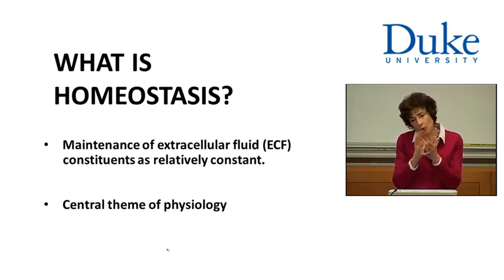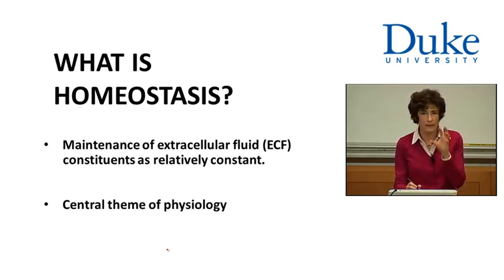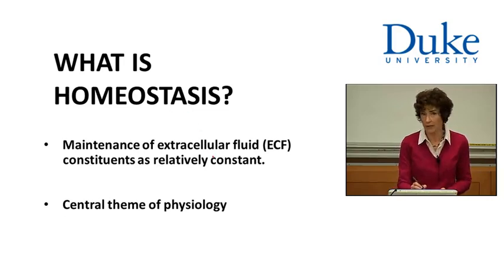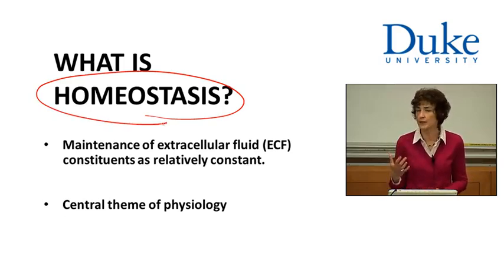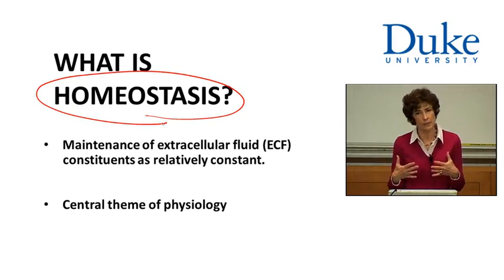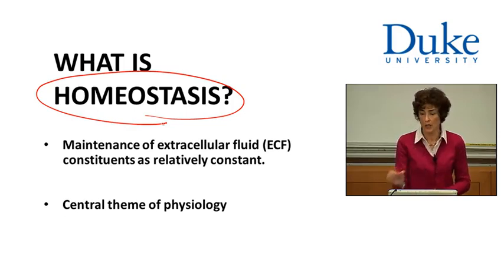But the organs of the body are trying to maintain that ECF, that buffer zone, which is where all of this material is being delivered, within a normal range, or within a very set range. And it's the maintenance of the constituents of the ECF as relatively constant which is the main theme of physiology, and this is what homeostasis is about. So that's our central theme, and what we're going to see is that all of the organs of the body are going to act on that ECF to try to keep the contents of the ECF within this very narrow range, which is compatible with the life of the cells.